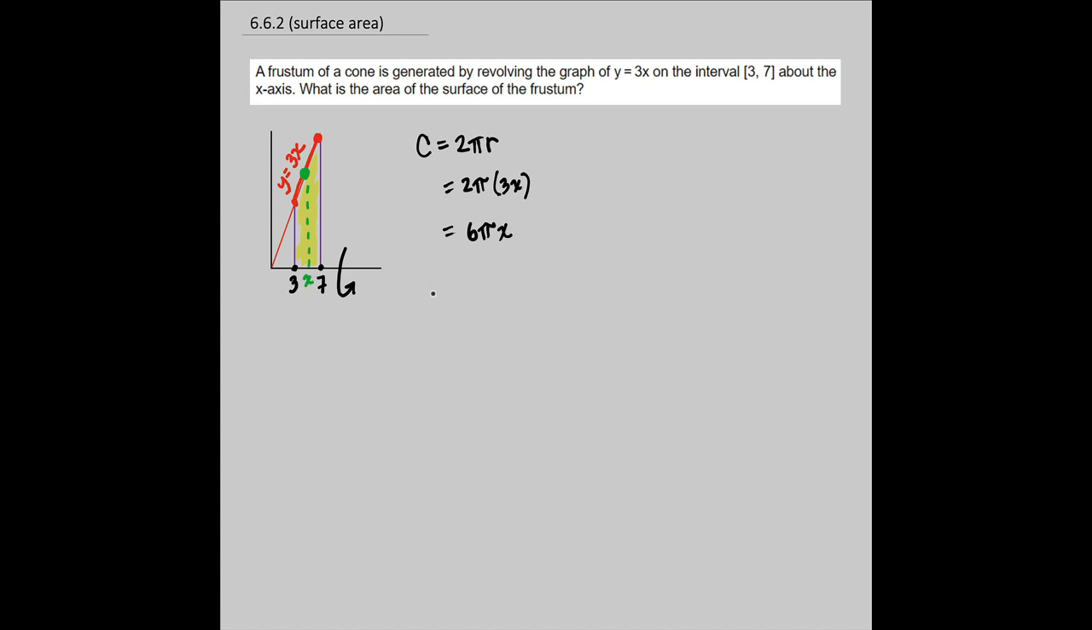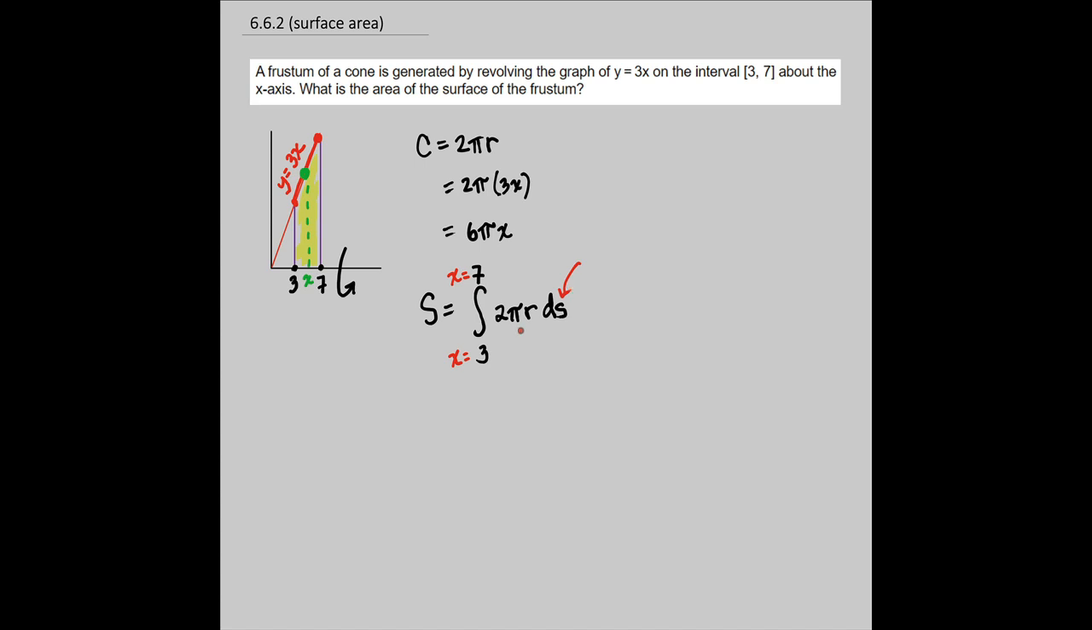Now the surface area is going to be the integral on our interval 3 to 7, 2 pi r times ds. And let me just point out a couple of things. These limits 3 and 7, these are x limits, not s limits. So that means we need to do some conversion to get that ds over to a dx.